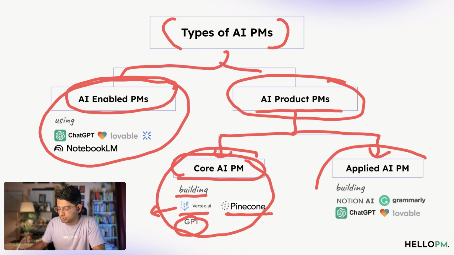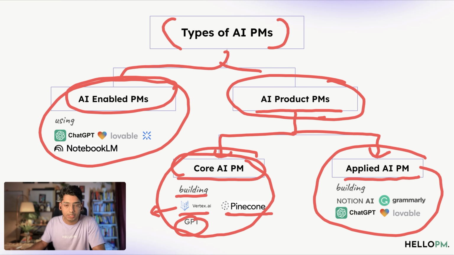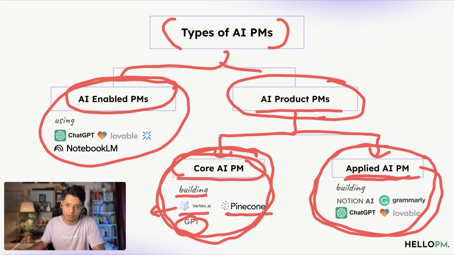Now, there is also a second kind of AI product PMs called applied AI PMs. These are the most popular AI PMs. And most probably, if you are someone who is watching this session, there are chances that you also want to become an applied AI PM. An applied AI PM is a person who uses these AI capabilities in order to solve the pain points of their customers and achieve the business outcomes.